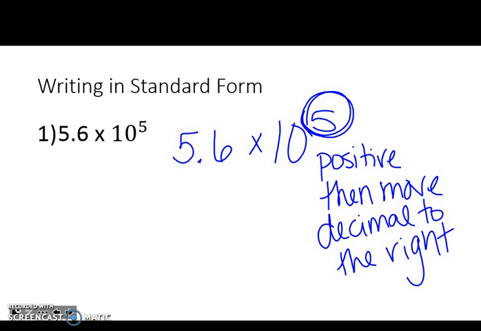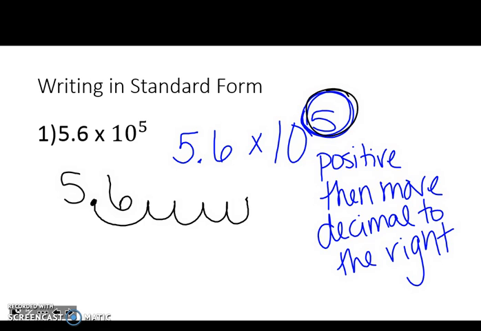So I'm going to take that leading coefficient, 5.6, and I'm just going to move that decimal. I call them loop-de-loops. So we're going to move that decimal 5 times, because that's what the exponent tells me. So I'm going to move it 5 times to the right. 1, 2, 3, 4, 5. So the decimal's back here at the end of my number. And then hopefully you know that we put zeros in as placeholders.